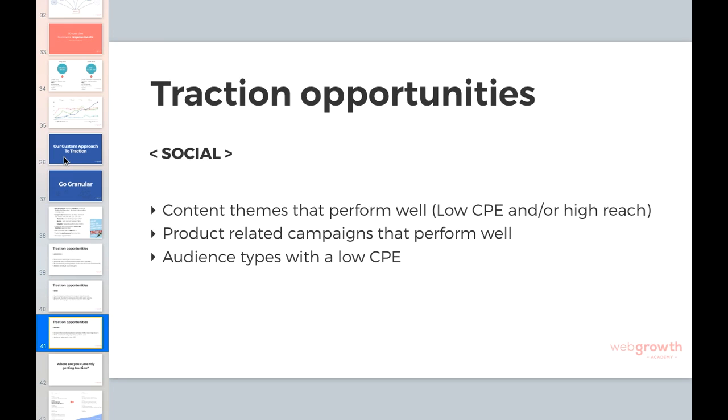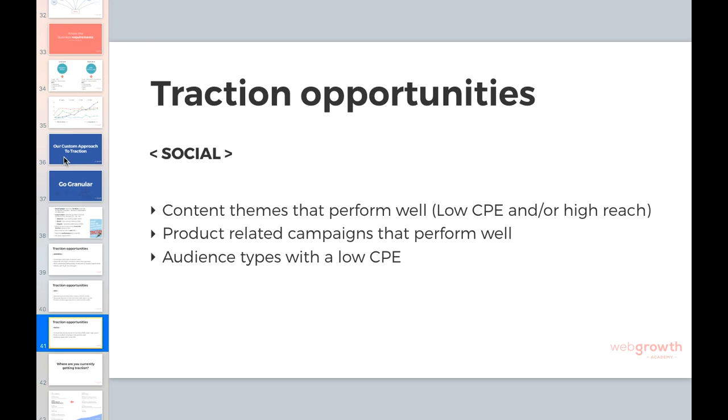Social media attraction opportunities. So you want to be testing content themes that perform well. And performance could be determined by a low cost per engagement or a very high reach. You also could look at product related campaigns that perform well. So you might have a number of products, but you might find that one product or service performs the best on social media.